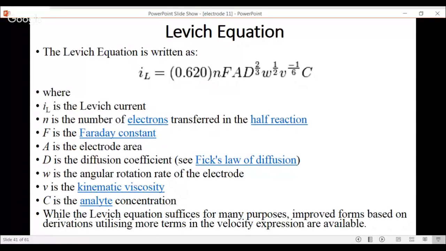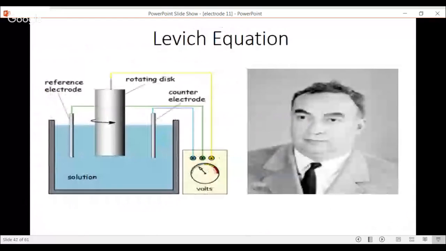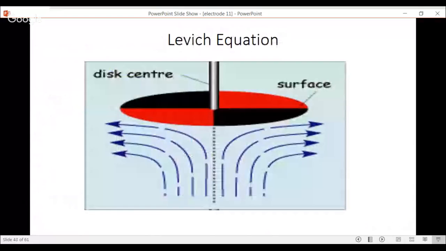I will show you a picture now, in a minute. So you can see this is the rotating disk. The red and black one is the rotating disk, and the rod is at the center of the disk. The flow of the fluid is like this. The concentration at the electrode remains the same in the rotating disk electrode. Whereas in cyclic voltammetry and other things, which we are going to do a little later, they are different.